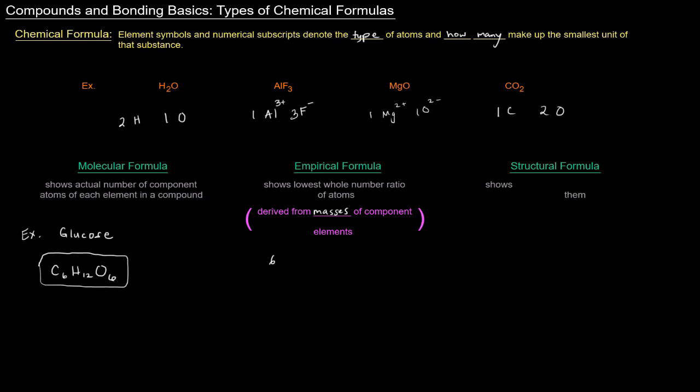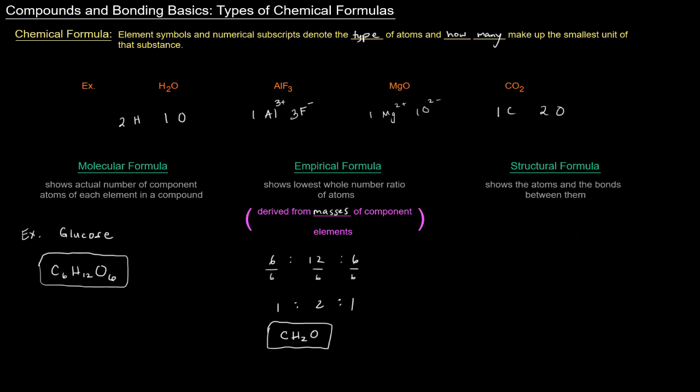If I think about 6 to 12 to 6, I notice that the greatest common factor of all of them is 6. So I can divide them all by 6, and I'll get a 1 to 2 to 1 ratio. And so the empirical formula would be C1H2O1, so CH2O. That would be the empirical formula for glucose. I just divided each of those numbers by 6. So that tells me the lowest whole number ratio of atoms. What about the structural formula? The structural formula shows the atoms and the bonds between them. So it shows you the actual structure of the molecule.